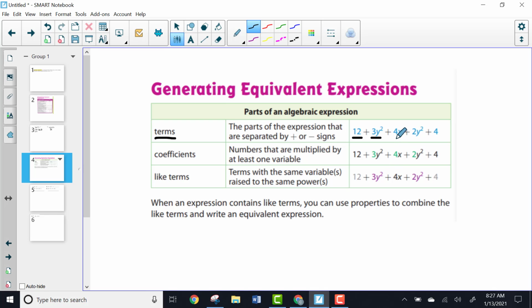3y to the power of 2 is its own term. 4x is its own term. 2y to the power of 2 is its own term. And 4 is its own term. Okay, so understanding that is important. So those are all terms.